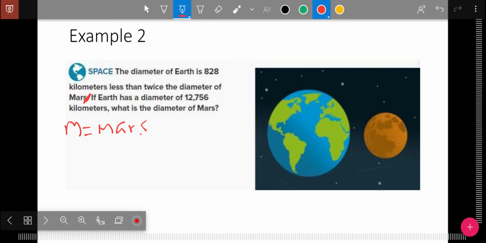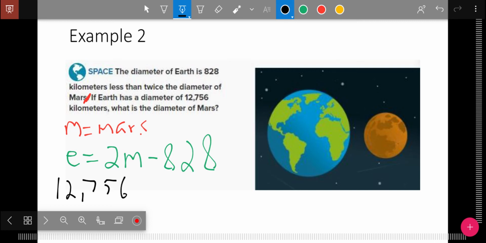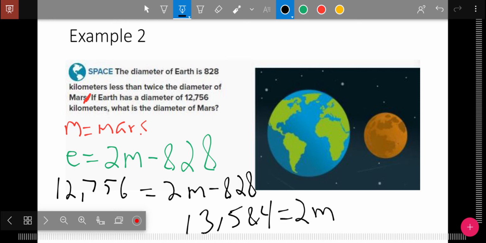I know Earth is 828 less than twice Mars, so 2M minus 828. Now I break it down, and I'm going to plug in the 12,756 for Earth. Then I'm going to solve for Mars. So I add the 828. I take 12,756, type that into a calculator, add 828, and I get 13,584, and that would be equal to 2 Mars. I divide by 2, and I get that the Mars diameter is 6,792, and I should mark that it's kilometers.